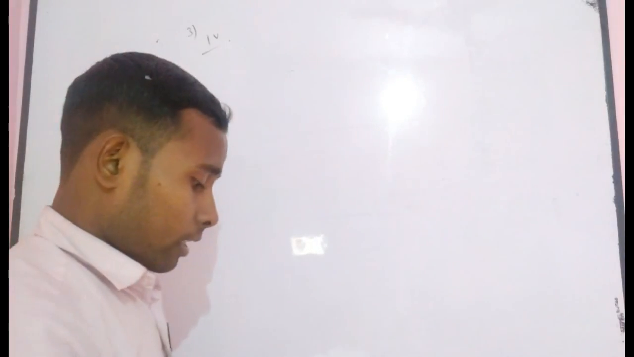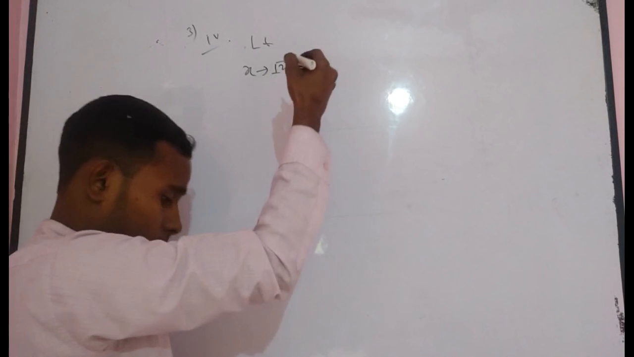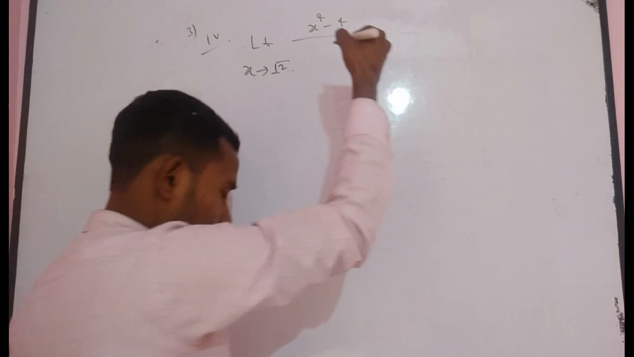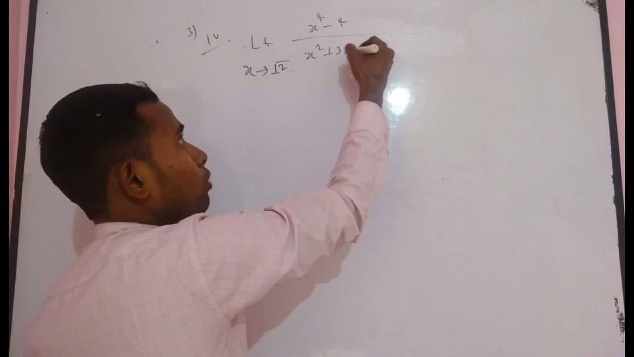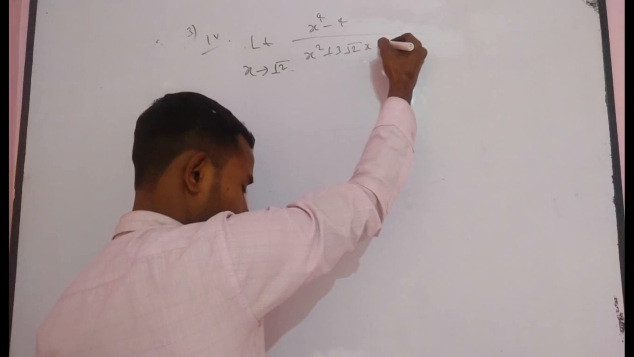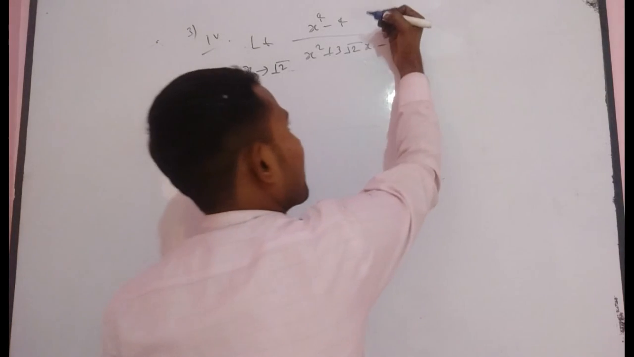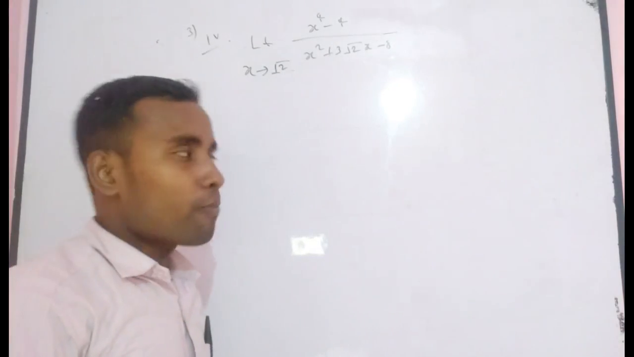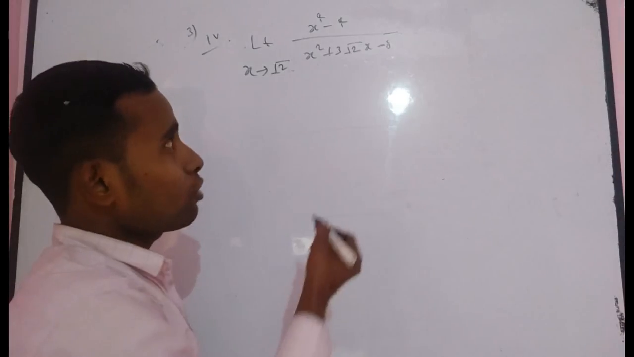Third, fourth. In this problem, it says to find the limit as x tends to root 2 of (x to the power 4 minus 4) divided by (x square plus 3 root 2 x minus 8). Now you have to solve it. This is nothing. If you know proper factorization, it becomes very easy. Now, how can you solve it?